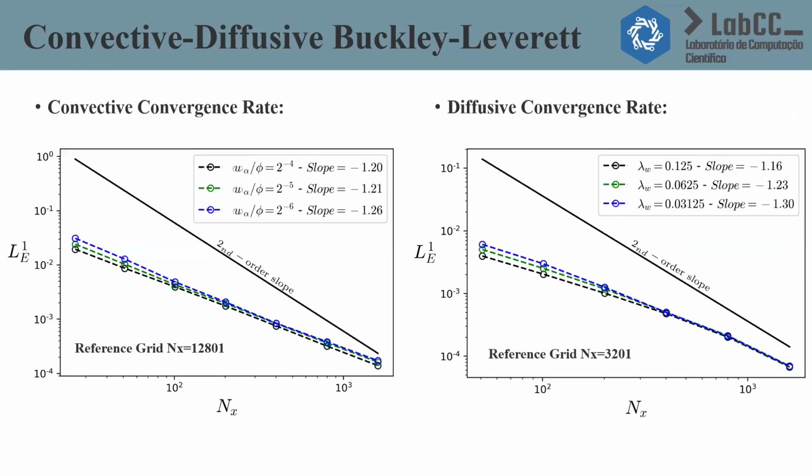And I also did a convergence rate analysis. In the first one, the convective convergence rate, I fixed the velocity and doubled the mesh. I use, in this case, since there is no analytical solution, a reference mesh of 12,800 points. And I have an average slope of 1.2. I also did a diffusive convergence rate where I fixed the diffusive term and doubled the mesh, using as a reference a mesh of 3,200 points. And I have a similar slope, on average 1.2.